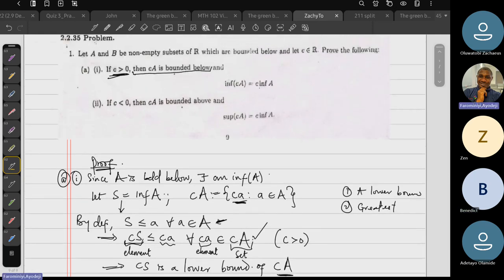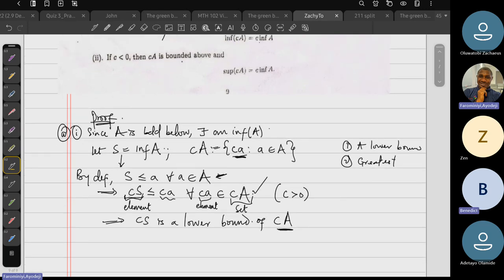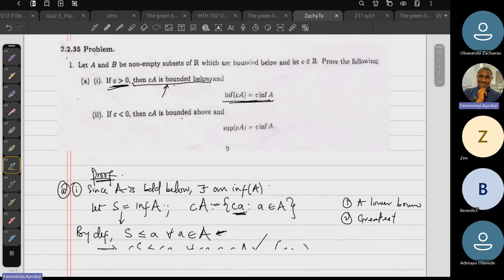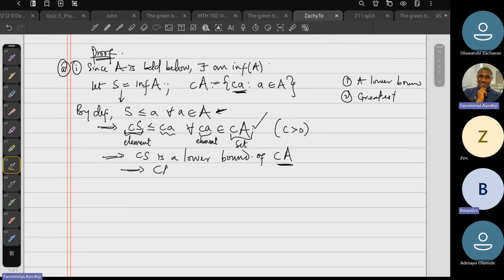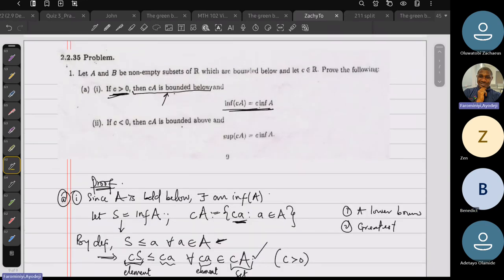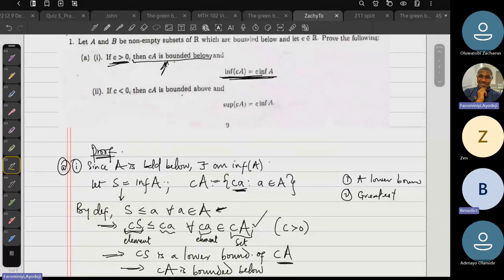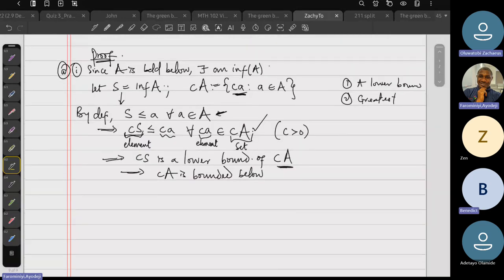This has already shown, giving us the first part of what we want to show. If we can get a lower bound, we have finished the first part of the proof. Before we continue with the infimum part, this implies that CA is bounded below. That is the first part. So I'm going to the second part now. I want to show that the infimum of CA is C times the infimum of A. The fact that CA is bounded below implies that the infimum of CA exists.